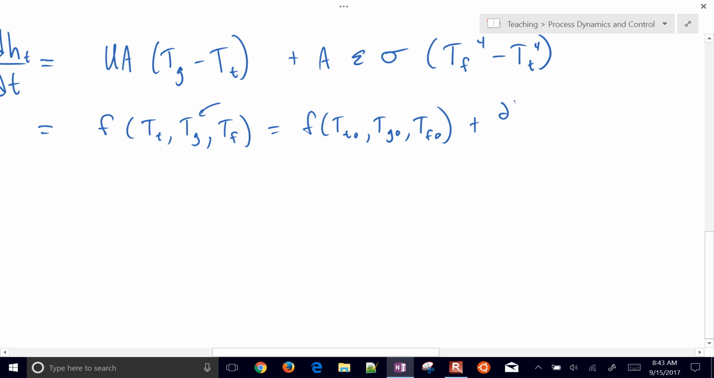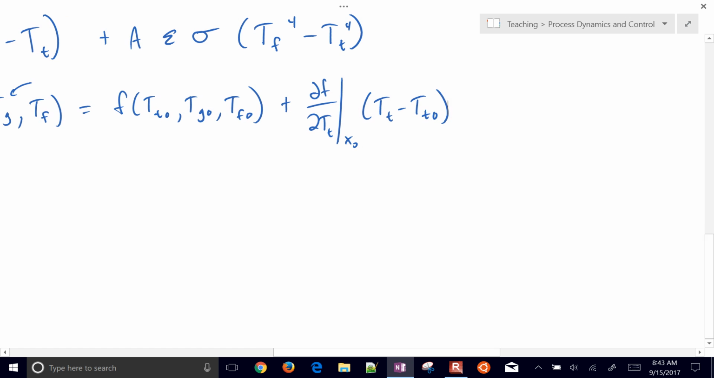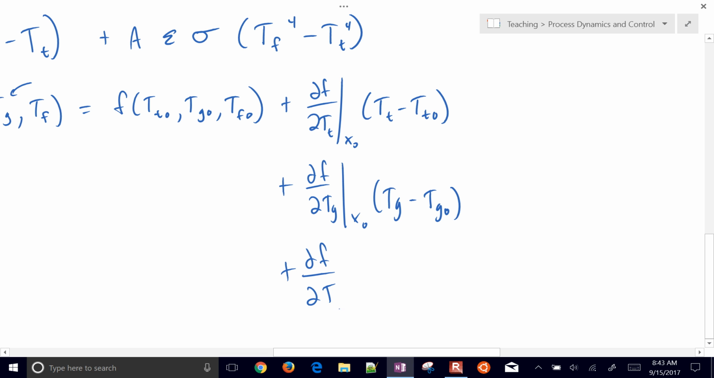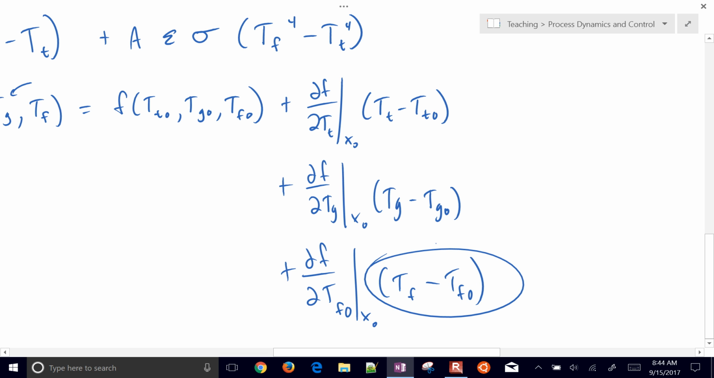And then I take the partial derivative of f with respect to the thermocouple temperature, plug in the steady state conditions, and then multiply by the thermocouple temperature minus the initial thermocouple temperature. And then I do that for the other ones as well. The partial with respect to the gas temperature, and there I have the next one, and then the final one, which is going to be the flame temperature. Now in this case it doesn't change, but you could always linearize with respect to it, and then just say it doesn't change from the initial values. So then it would be a 0 value here.